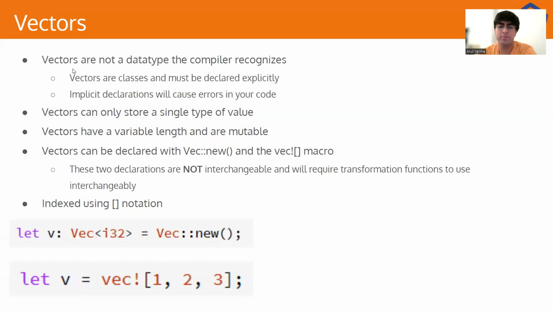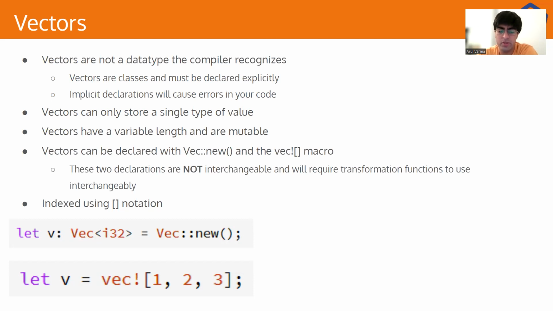So vectors are not a type of data type that the compiler explicitly recognizes. And for those of you who don't know, a vector is essentially just a growing list of data. It does not have a fixed size, and it can grow as much as need be. It has much of the same constraints as arrays, though.